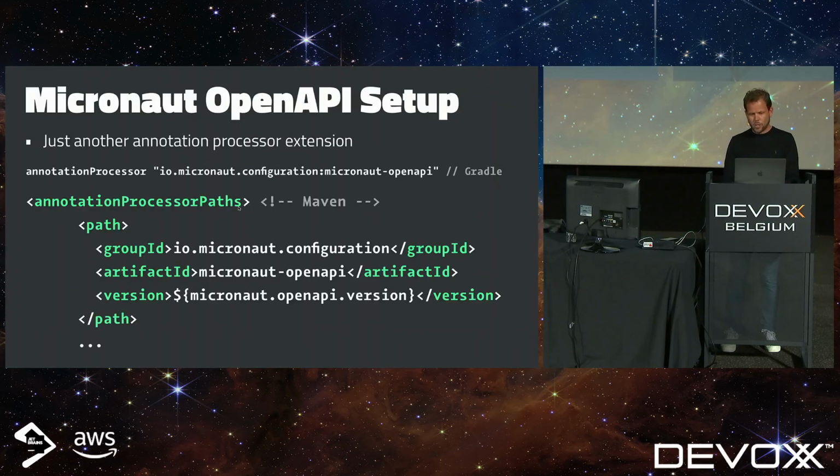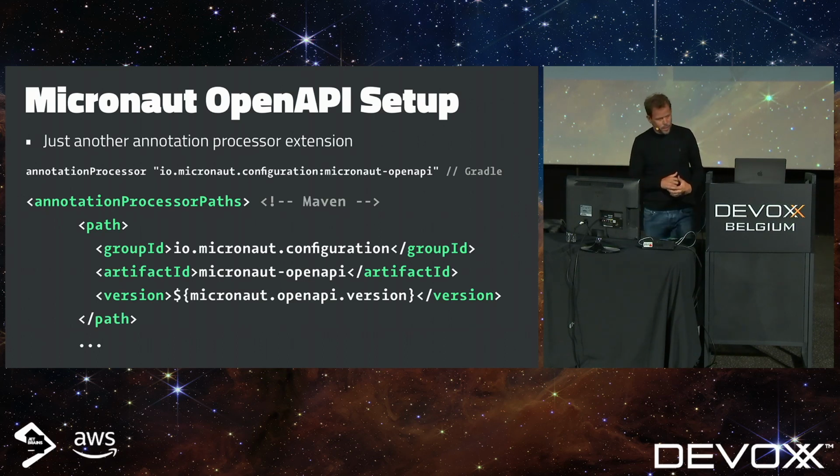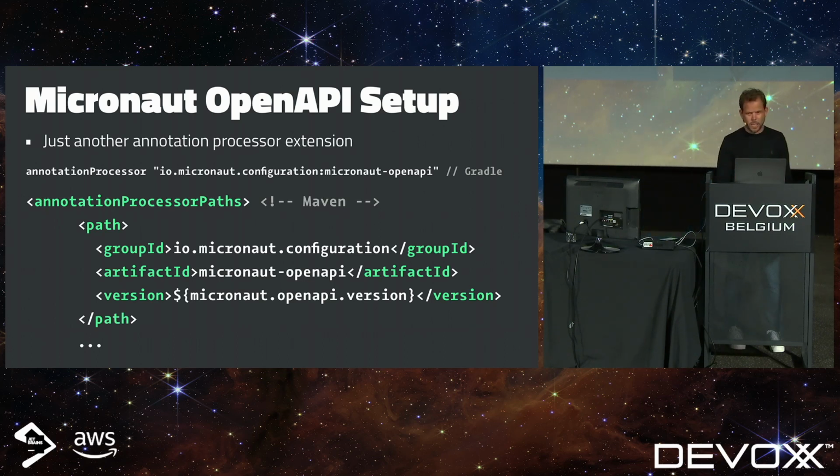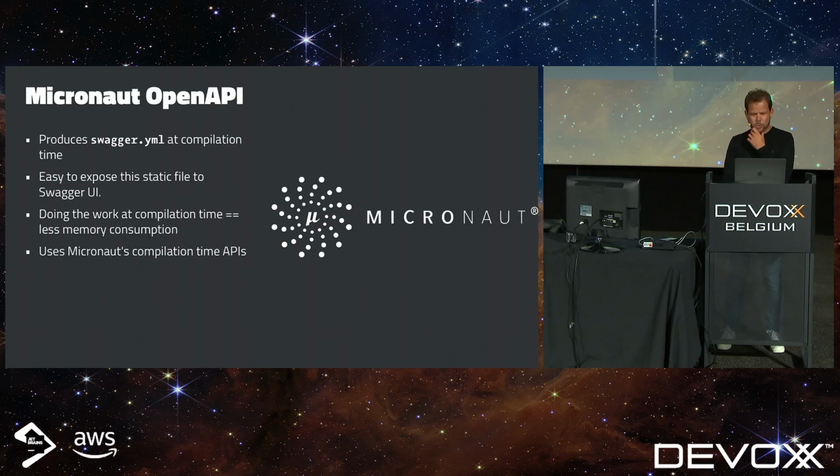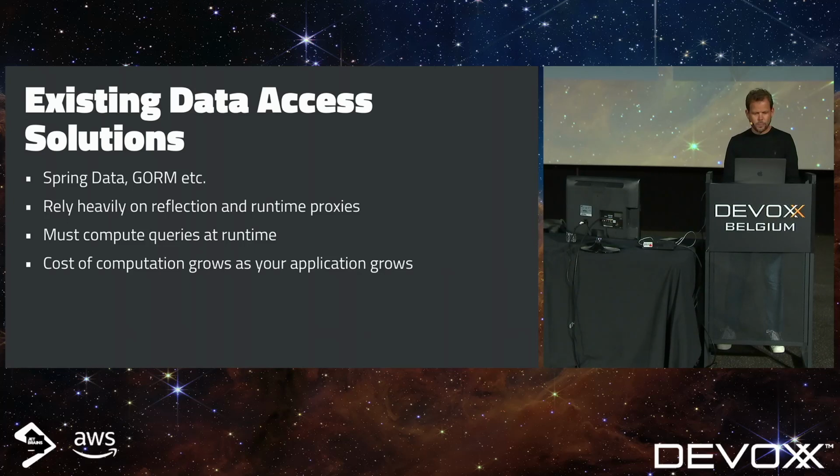But yeah, so Micronaut's OpenAPI integration is also really cool, right? You can basically just add an annotation processor, process your source code, build Swagger UI. We don't have to process anything at runtime. It's just a static file, and it uses all of Micronaut's compilation time APIs.